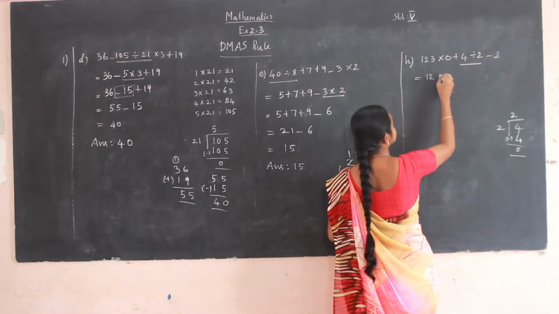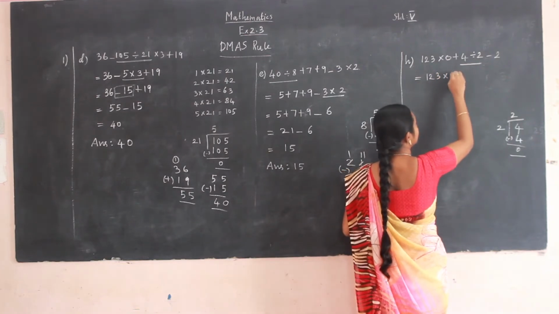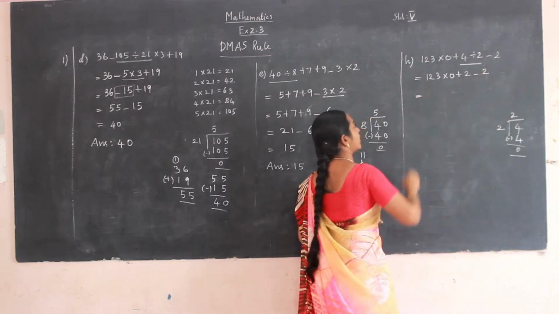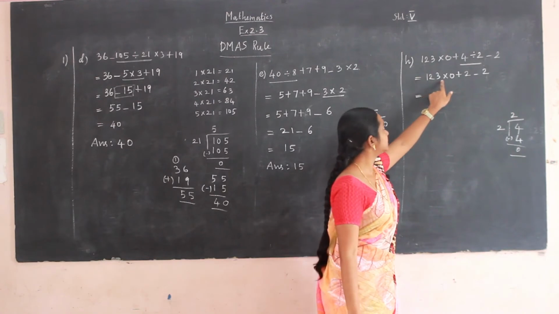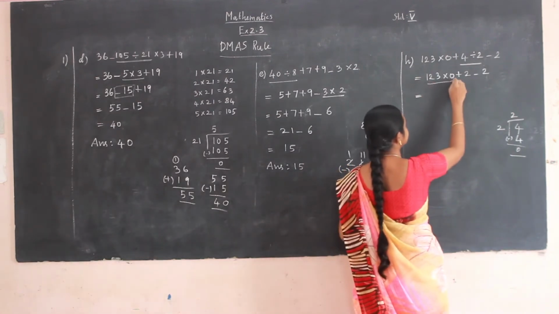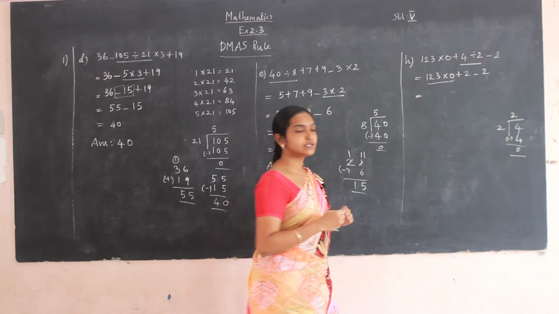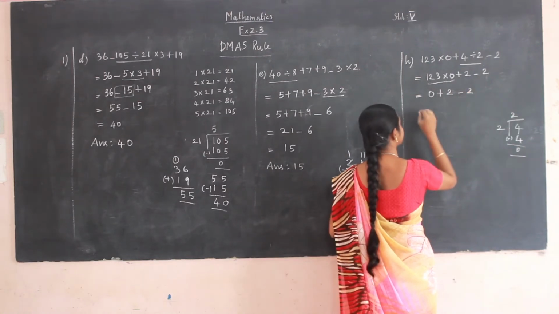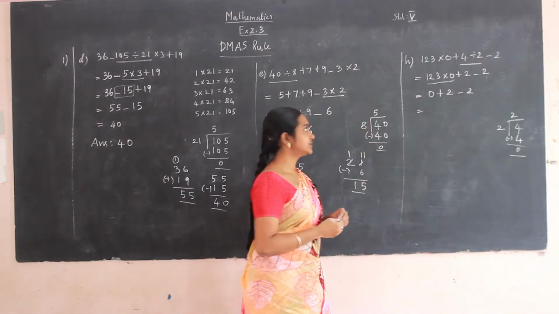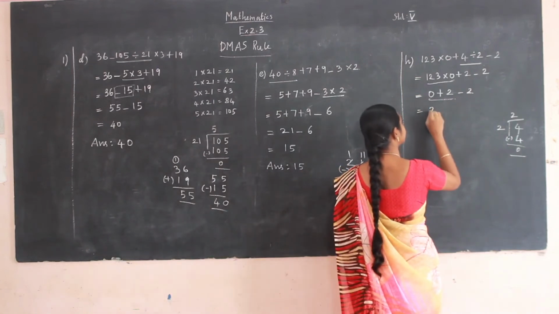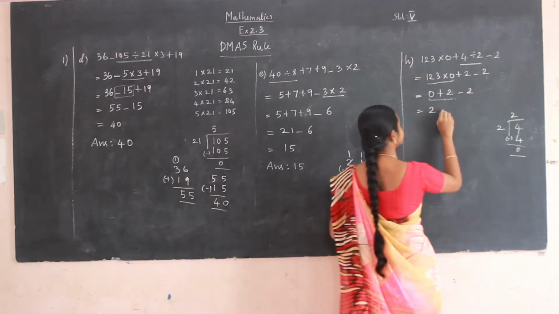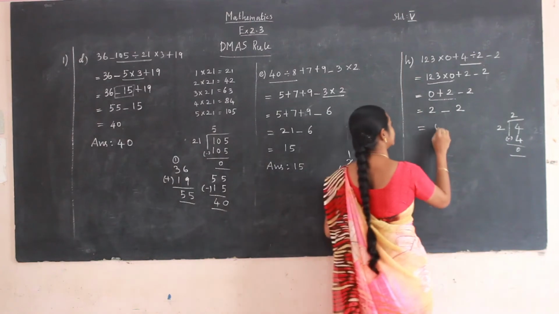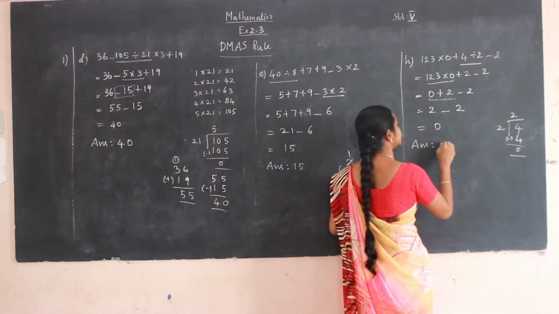Write the remaining numbers as it is. 123 into 0 plus 2 minus 2. According to the rule, second we have to do multiplication. 123 into 0. Any number multiplied with 0 will be 0. 0 plus 2 minus 2. Next we have to do addition. 0 plus 2 is 2. And write minus 2 as it is. 2 minus 2 is 0. So the answer is 0.